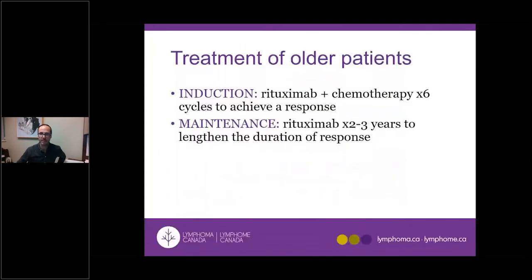And so what we do in those cases is we don't do the consolidation part. We still do induction chemotherapy, so we still combine rituximab with chemotherapy, perhaps not as intensive as some of the intensive regimens that we use in the younger patients, but we still combine it with chemotherapy. And once you've had a response, then you can think of doing maintenance. So it's a fairly similar idea.